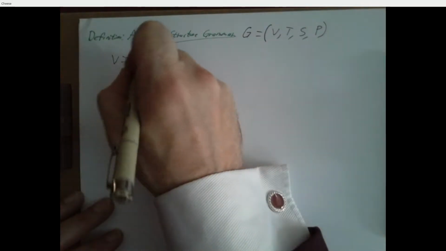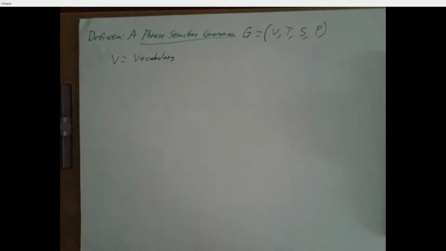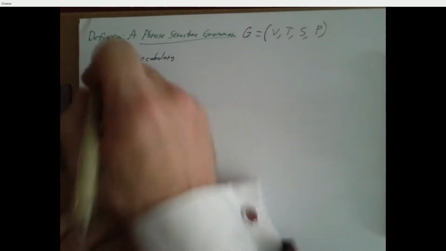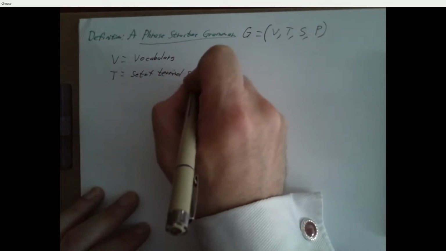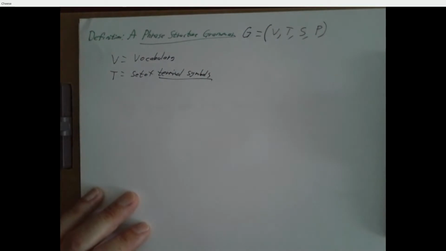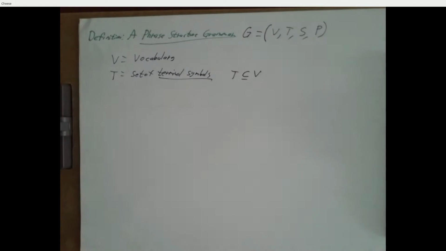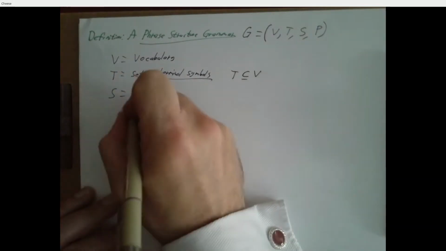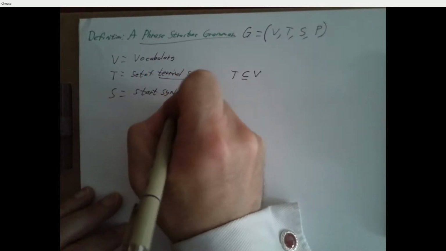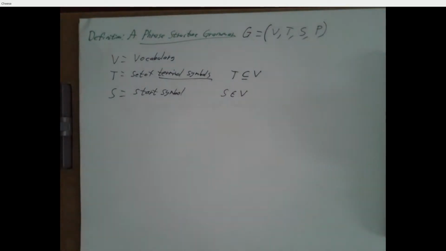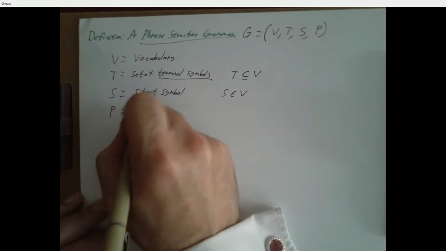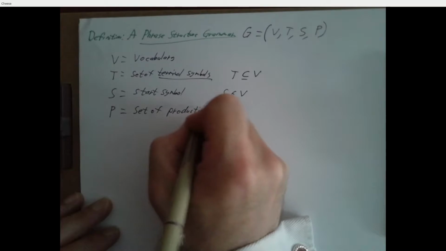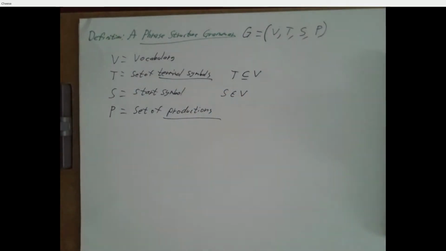Okay, so V is the vocabulary. It's a collection of symbols we get to use. T is a set of terminal symbols. And so T is going to be some subset of V. So it's a set of special symbols from our vocabulary. S is a start symbol. So it's one particular element of V, so that's not actually a set, it's just an element. And then the real kind of action item P is a set of productions. Productions are rules we can use to change one thing into another thing.